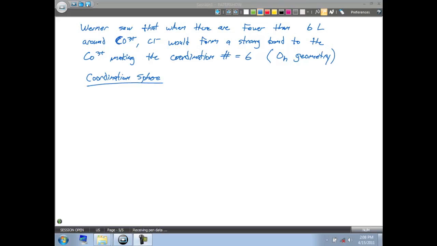And the coordination sphere is the central atom and the ligands directly bound to it.